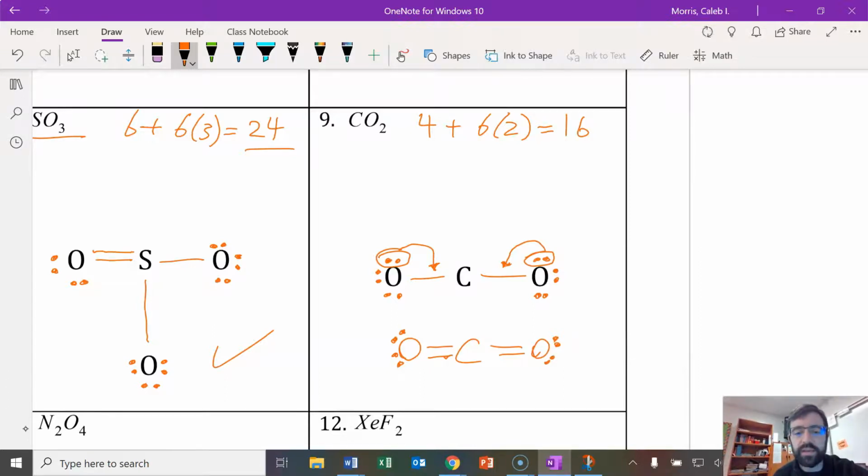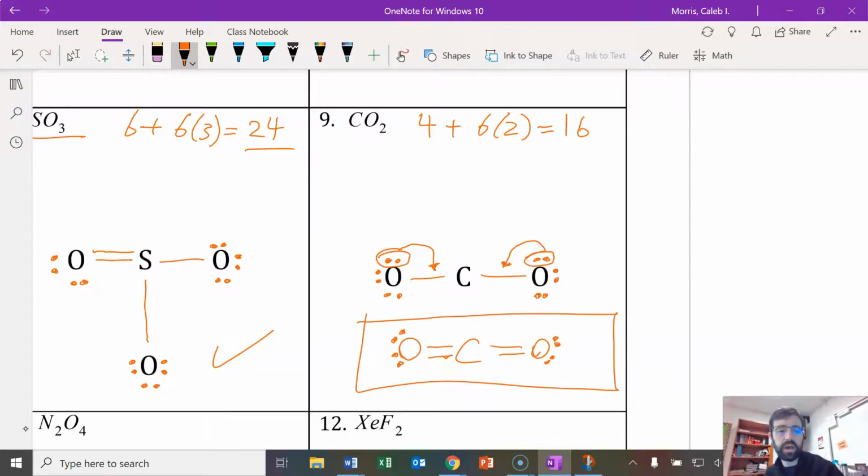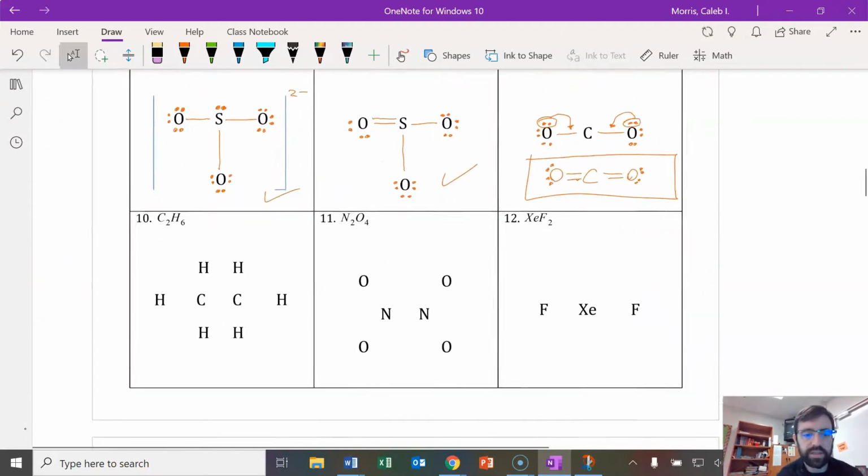And if you check it and count those, you would find that carbon and oxygen, both of the oxygens and the carbon in the middle, they're all satisfied. They all have 8 valence electrons surrounding them.